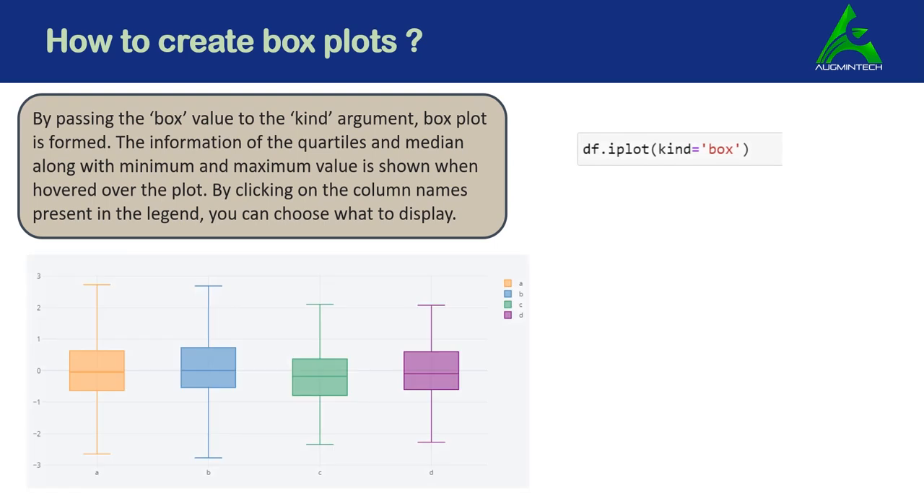This is how the box plot using Plotly looks like. You can see here, these are the legends that show the different column names as well as the different boxes. And by clicking on the column names, we can actually choose what we want to display, like which box we want to display. So you can choose from the column name from the legend mentioned over here.